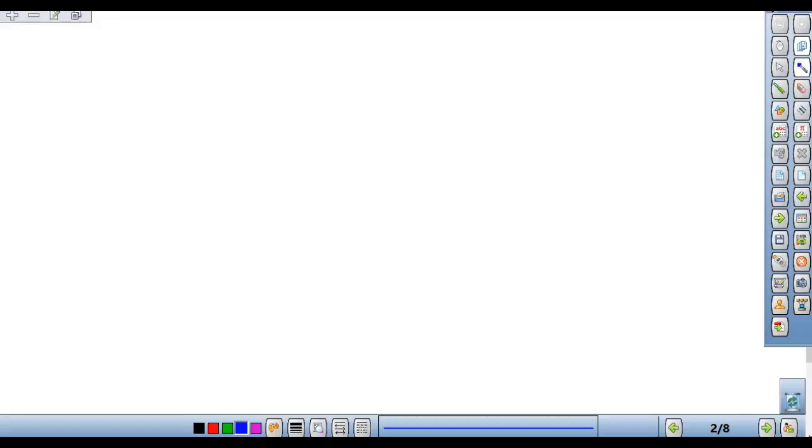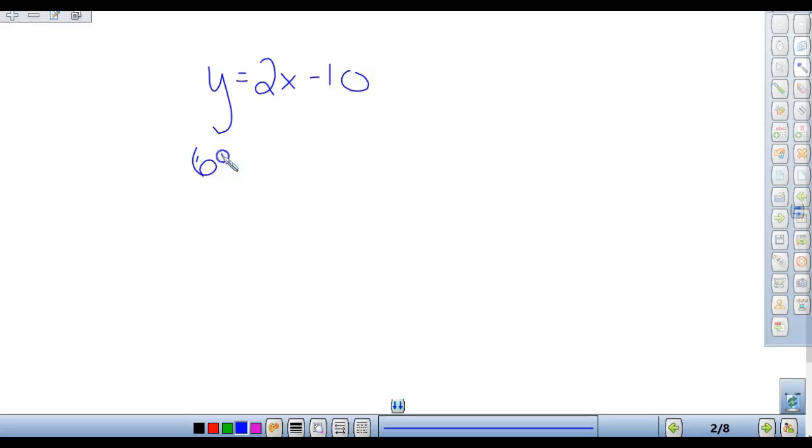Ways that we've solved these so far. The first way was by graphing, and then substitution is something totally different. Instead, we use substitution. Okay, so if I have y equals 2x minus 10 and 6x plus 7y equals 10.